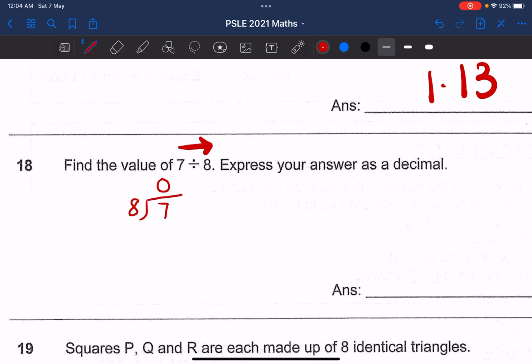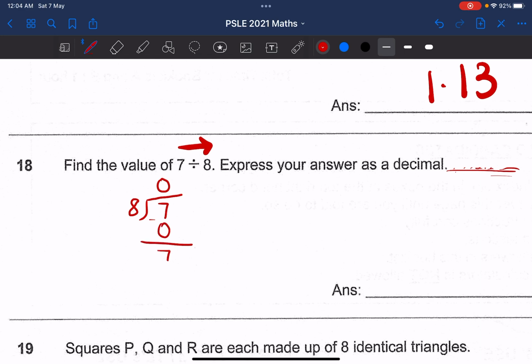Now this question, you notice they didn't say round to what decimal place. Right? Usually they will say give your answer to 2 decimal place. But this one doesn't have. Which means to say you have to do until there's no more remainder left. Okay, clear? So we're going to start.